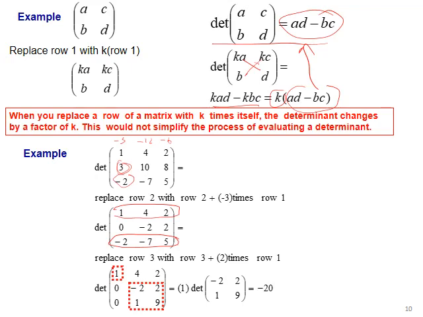Focus only on row number 2. So 3 minus 3 is 0, 10 minus 12 is minus 2, as you can see here, and 8 minus 6 is 2. Okay, now we are here. Next I want to make this minus 2 0.